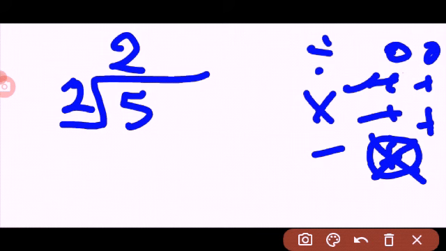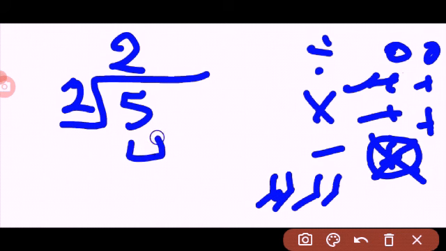2 times 2 means 2 two times. 1, 2 one time, 1, 2 the second time. Altogether 1, 2, 3, 4. 2 times 2 is what? 4. Okay, after that we do subtract.